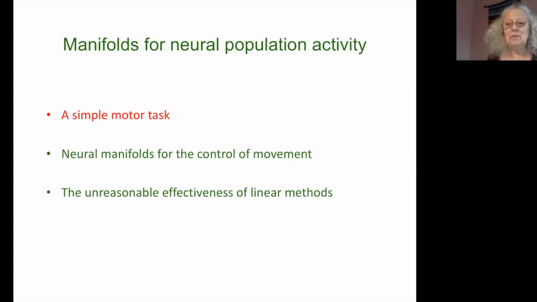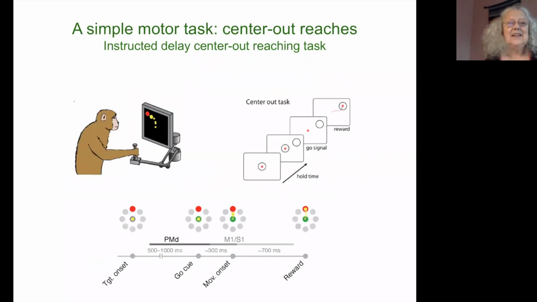So let's start with a simple motor task. Let's go for the science. So this is a monkey. You humans also do this task. I will show you data from humans. The task is called a center out task. You have a center target surrounded by 8 targets that are arranged in a circle around it. The task starts by fixating at the center. Then one of the targets is illuminated.